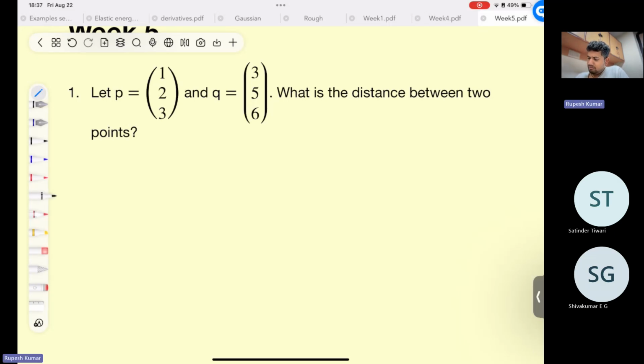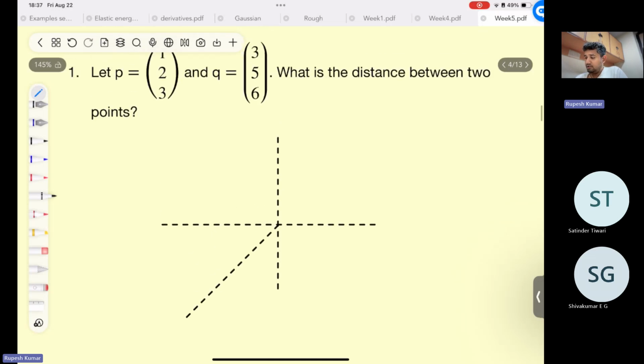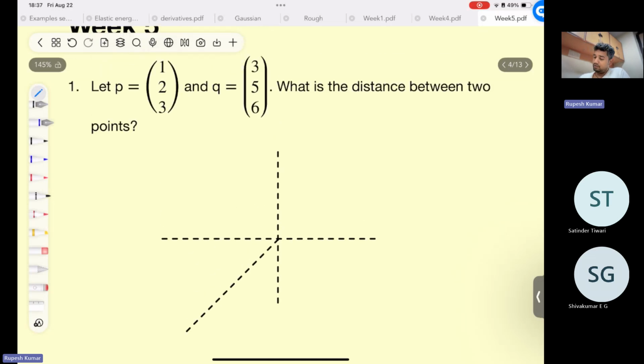So all the formulas will be the same, nothing will change. All the formulations and concepts are essentially the same, but just extended to 3D. So the first point is (1, 2, 3).